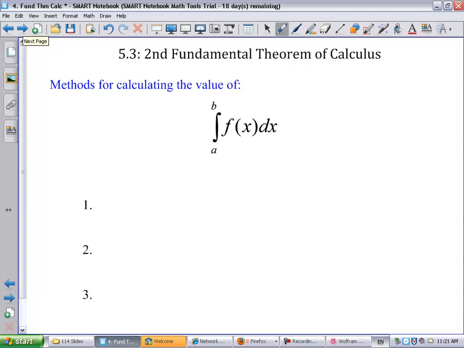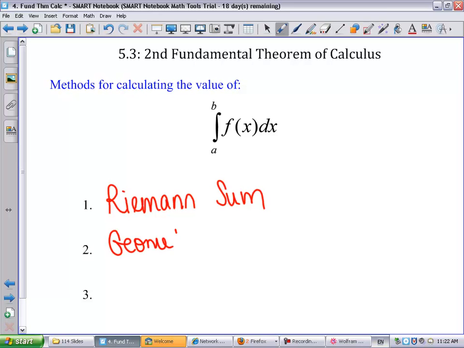before we get that, let's remember, what ways do we already have for taking integrals? We can do the big long way, right? We can do the Riemann sum. We can also find integrals by using geometry to just calculate the areas. But neither one of those ways is very efficient and not really all that fun. So this last way is now going to be to use the second fundamental theorem of calculus.